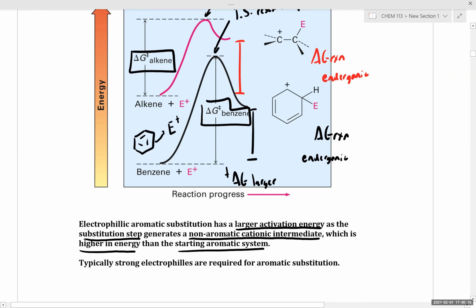Now, one consequence of this, and one way that we go about coaxing this reaction to occur and minimizing this required activation energy, is by using a stronger electrophile. So generally, strong electrophiles are required for aromatic substitution reactions, and you may even have to resort to higher temperatures as well. These strong electrophiles are necessary because they help reduce this activation barrier and reduce the activation energy required for this reaction to occur.